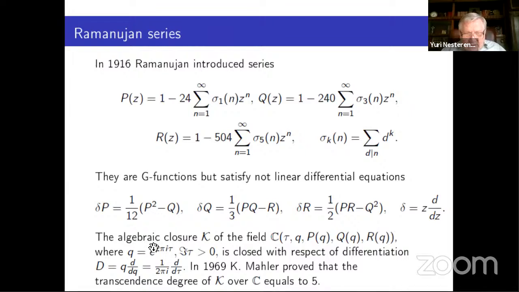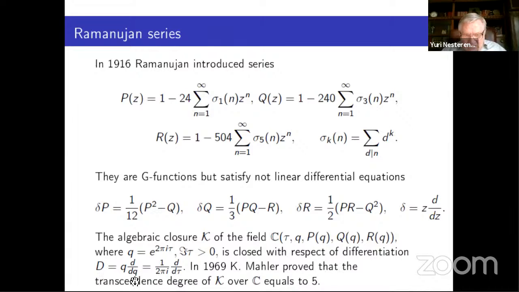Now I would like to define some field K. This is the algebraic closure of the field generated by tau, and Q is the exponential function e to the power 2 pi i tau. With these notations, Ramanujan functions will be defined in the upper half plane. And this field is closed with respect to differentiation.